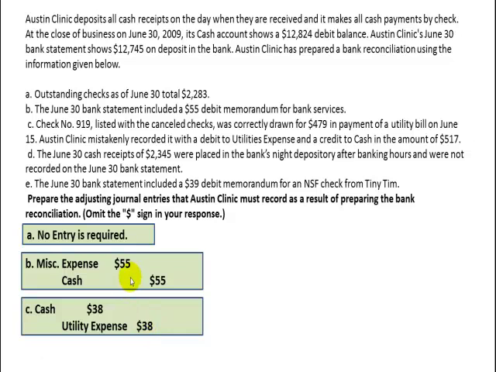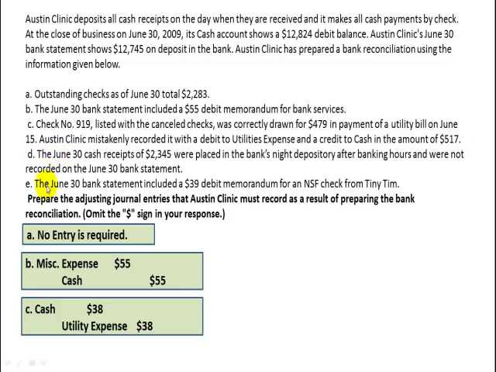So that's C. Then in D, the June 30th cash receipts of $23.45 were placed in the bank's night depository after banking hours and were not recorded on the June 30th bank statement. Okay, this is something that we know about. The bank doesn't know about it. So if we know about it already, we don't have to make any kind of journal entry.